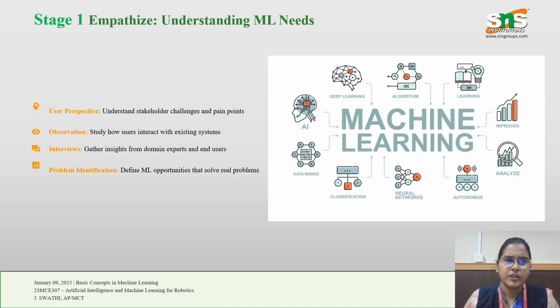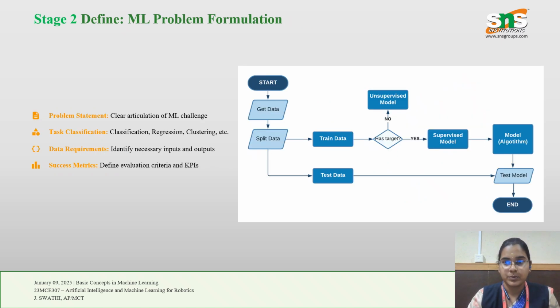And before getting into the machine learning process, we need to know the machine learning needs, right? So we need to know the stakeholders, challenges and pain points. From that only we can design the applications, and then we have to go for observation. So we need to know how the user interacts with the existing systems, and we should collect the insights from the domain experts, and then we can go for the problem identification so that we can define the machine learning opportunities to solve real world problems.